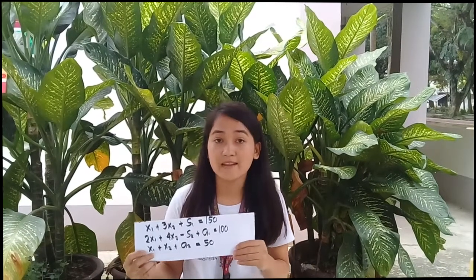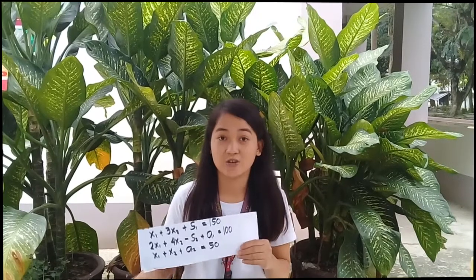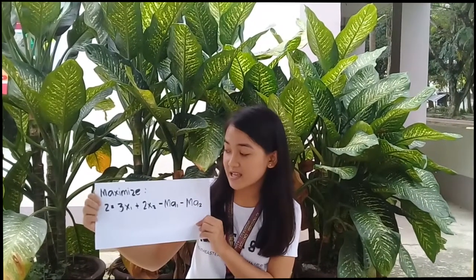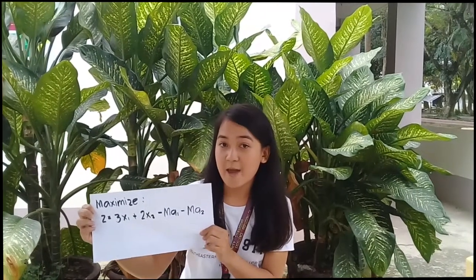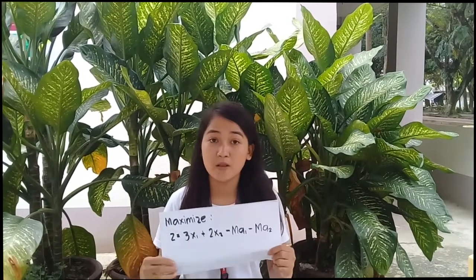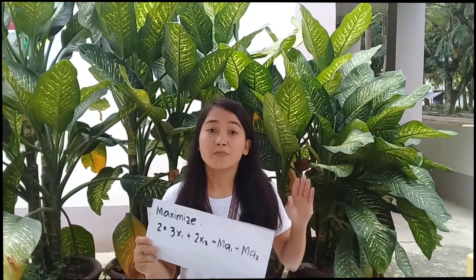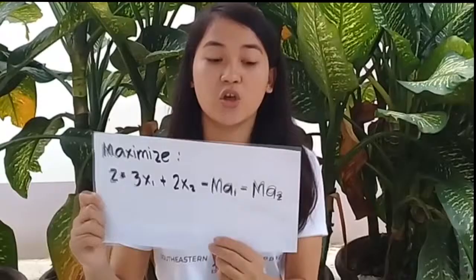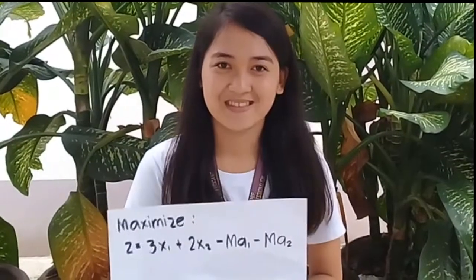Going back to the step, we must multiply negative M to them and add them to the objective function. So, we have z is equal to 3x sub 1 plus 2x sub 2 minus Ma sub 1 minus Ma sub 2, because our problem is maximization. So, we have two artificial variables and we add them to the objective function. And now, we are ready to solve linear programming problems using the Big M method.